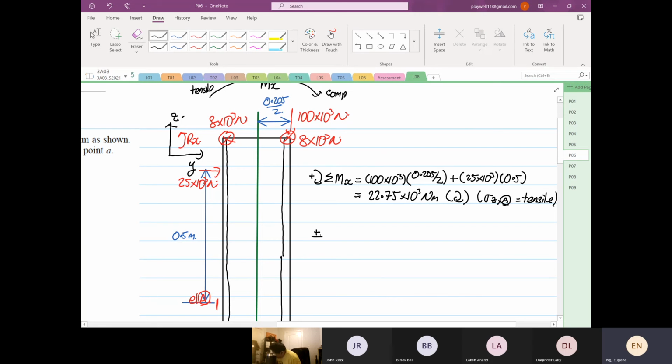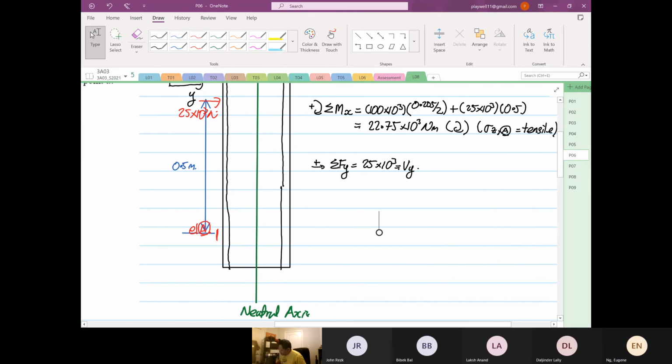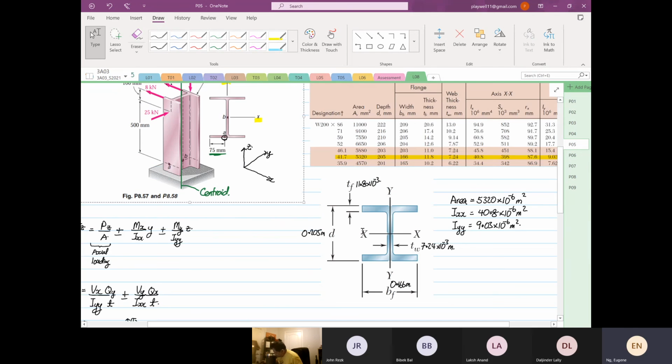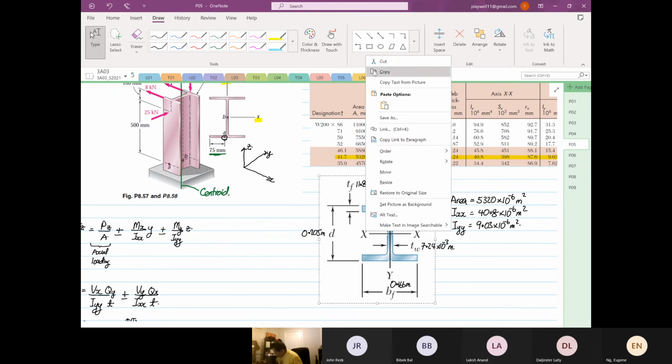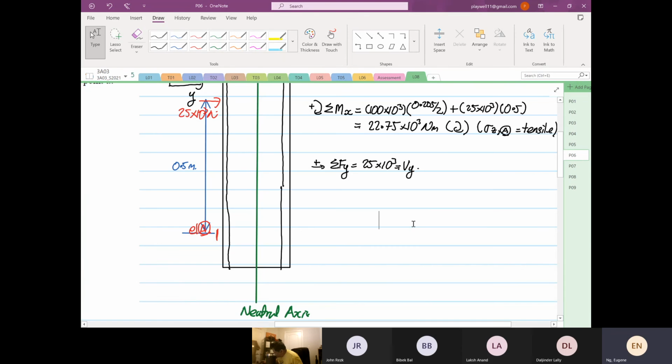All right. So positive is going down here. Summation of forces in the y direction. So this is equal to 25 times 10 to the power 3, Vy. All right. So this is also equal to your Vy. So now, is it going to be equal to 0? Now you have to be really, really careful down here. Okay. So I'm going to copy the cross section. Now these are thin wall analysis. You have to be very, very careful.